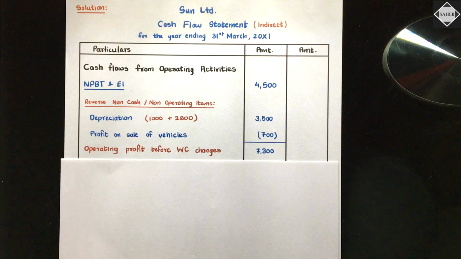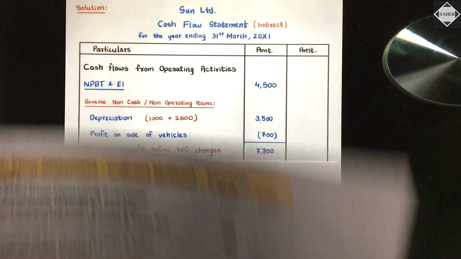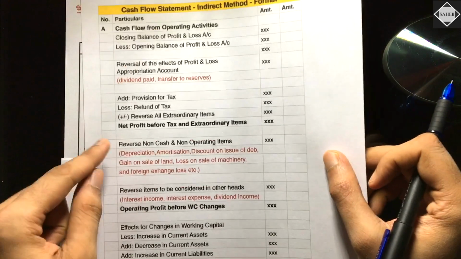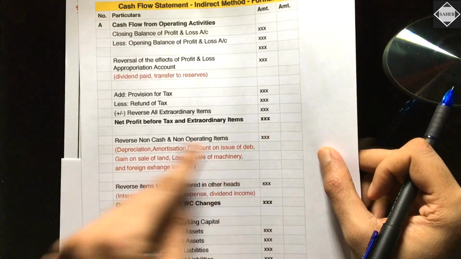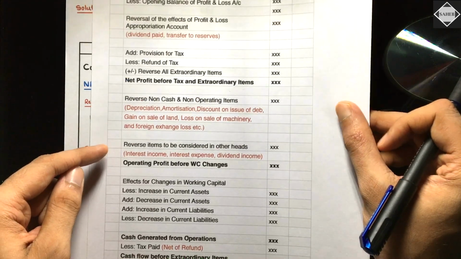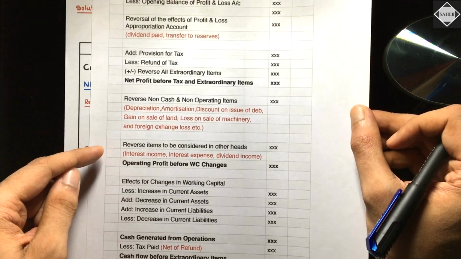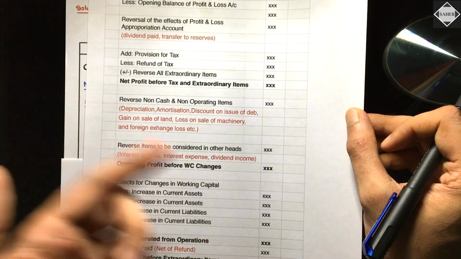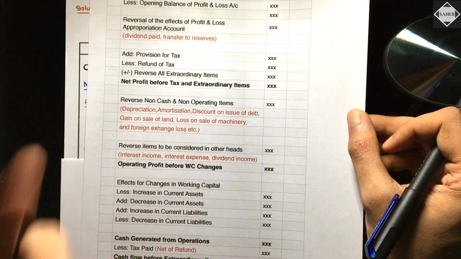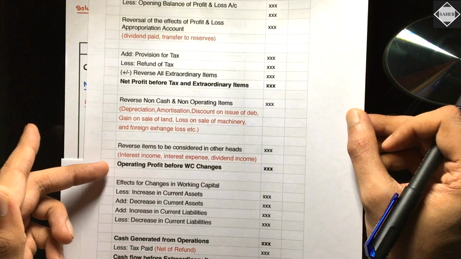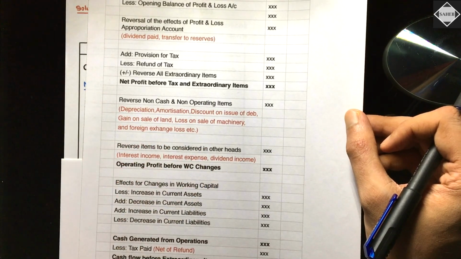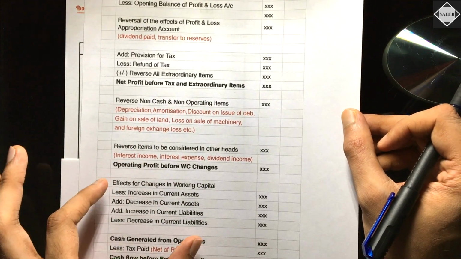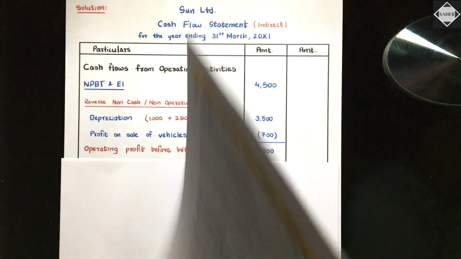Now, where have you reached? Let's look at the actual format that we saw in the conceptual video. You started from net profit before tax and extraordinary items. You reversed non-cash and non-operating items, only two were there. And then you reverse items to be considered in other heads, like interest expense, interest income, dividend income, but there are none in this question. So you have reached directly to operating profit before working capital changes. Is it clear?